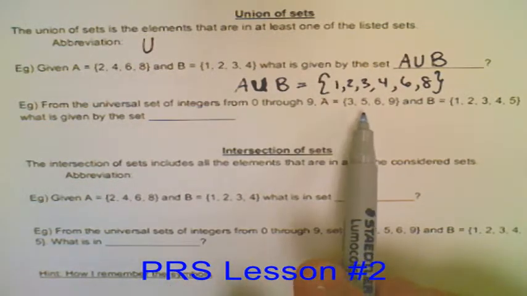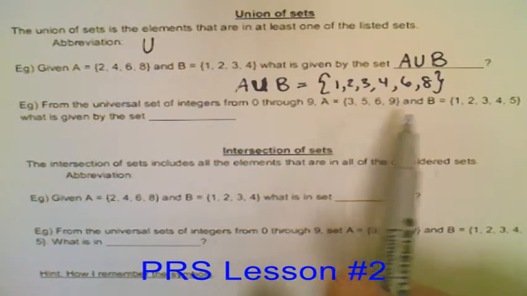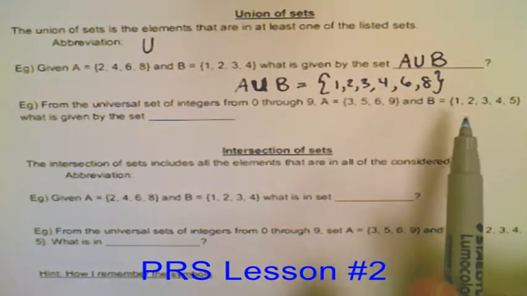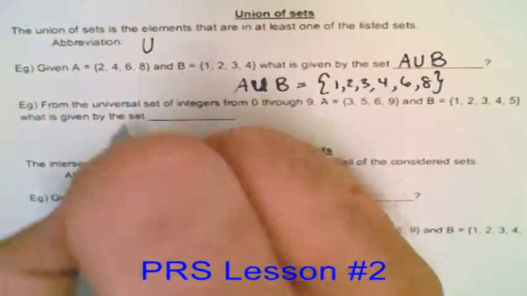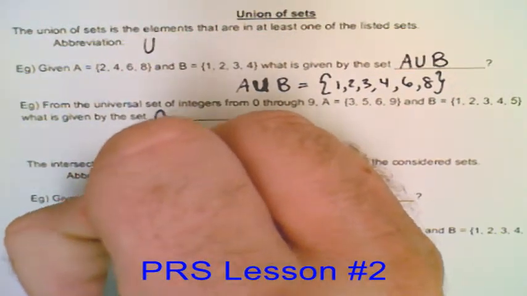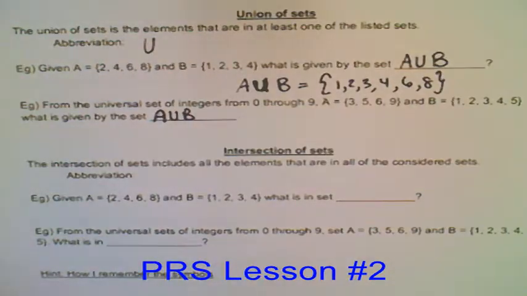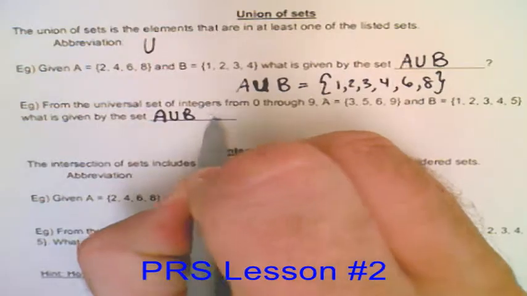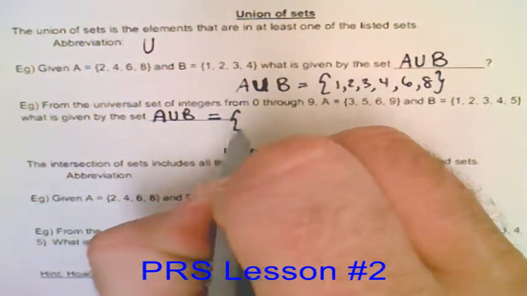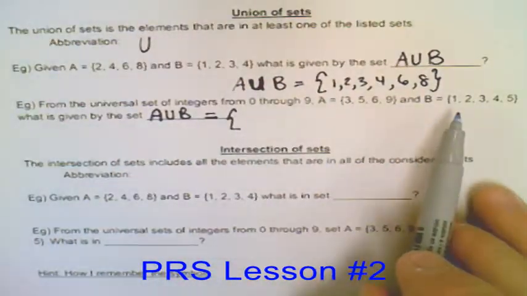Going through and looking at this second example, from the universal set of integers from 0 to 9, so 0 through 9, 3, 5, 6, and 9 are A, and B is 1, 2, 3, 4, 5. What is given by the set? And once again, A union B.